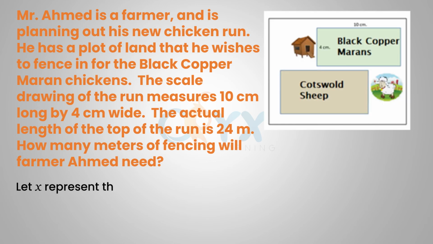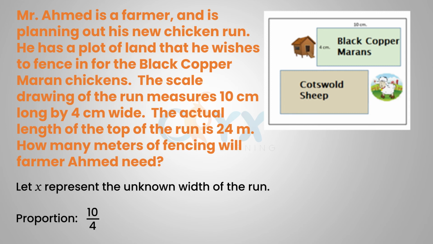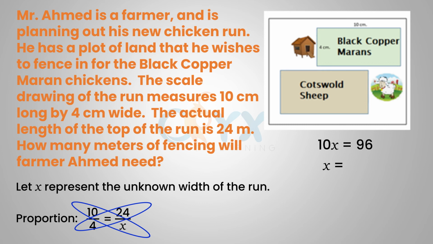Let's let x represent the unknown width of the run. Then we can set up a proportion that would be 10 over 4 equals 24 over x. In order to solve for x, we can cross multiply 10 times x and 4 times 24. This creates the equation 10x equals 96. Divide both sides of the equation by 10 to get x equals 9.6.